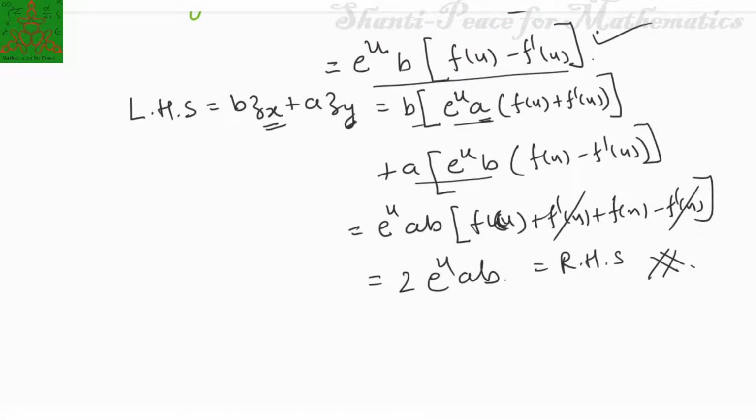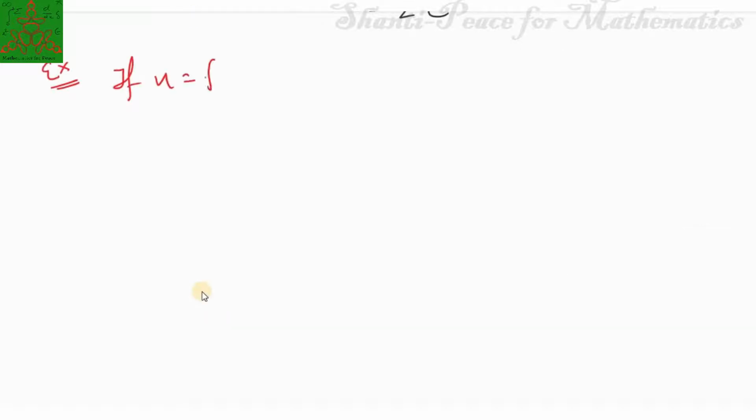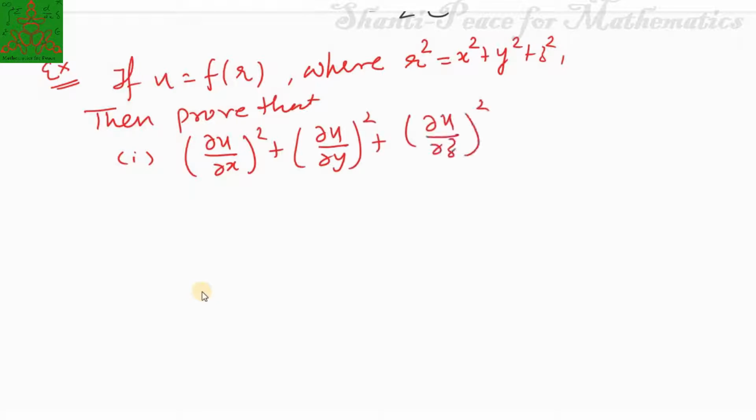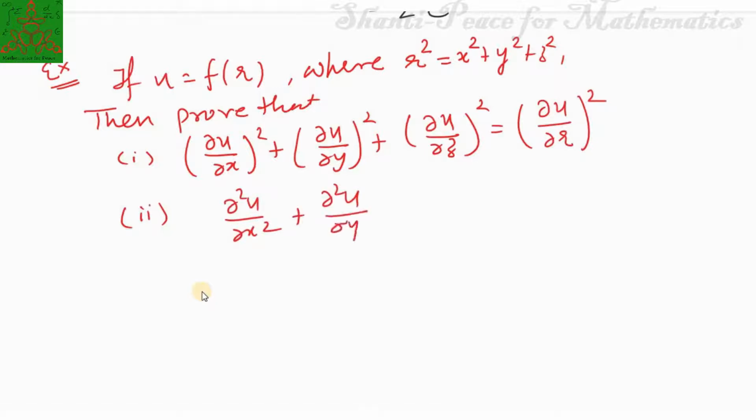Let's have another example. If u is equal to f(r), where r² is x² plus y² plus z², the question is to prove two things. First, (∂u/∂x)² plus (∂u/∂y)² plus (∂u/∂z)² equals (du/dr)², and second, ∂²u/∂x² plus ∂²u/∂y² plus ∂²u/∂z² equals f''(r) plus 2/r into f'(r).